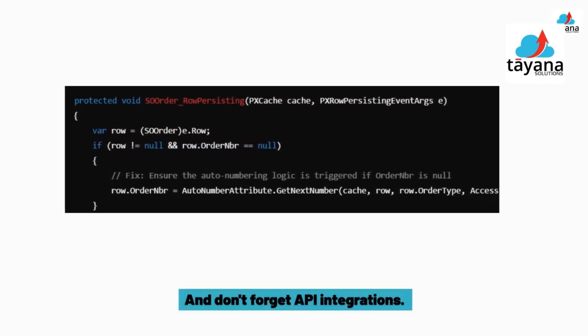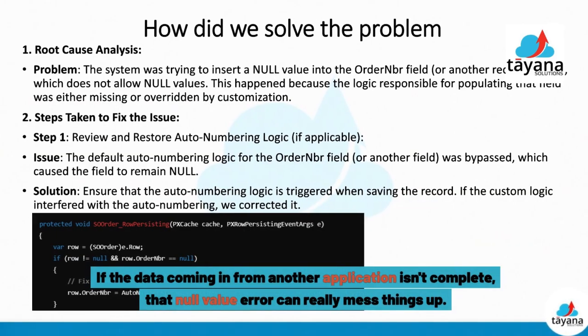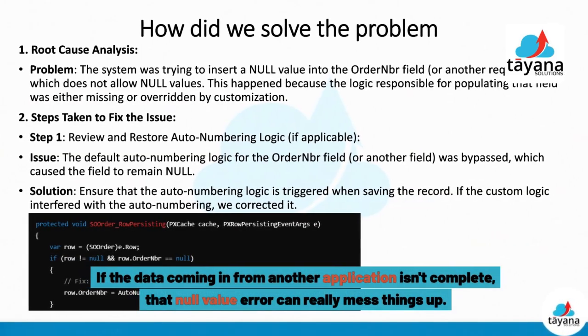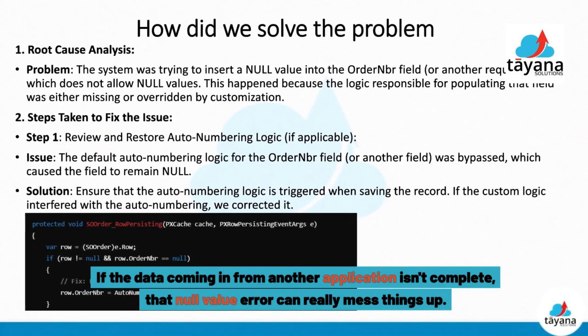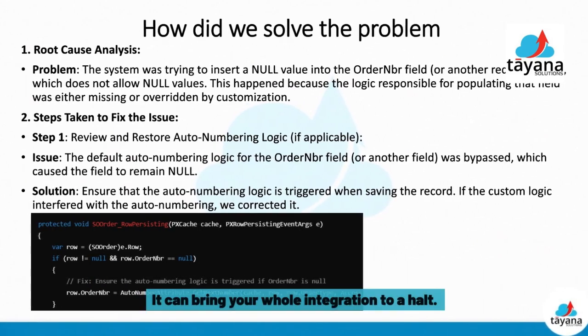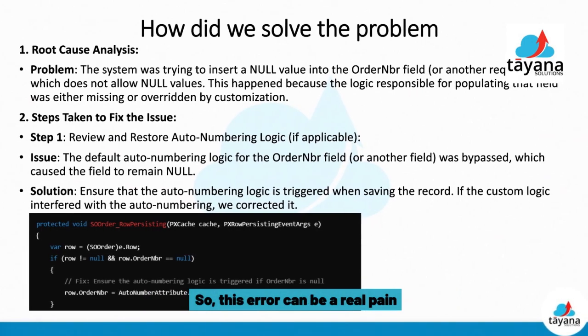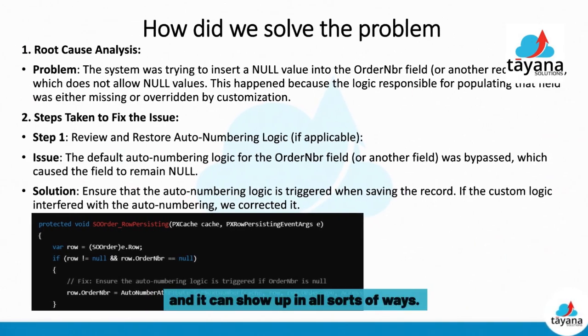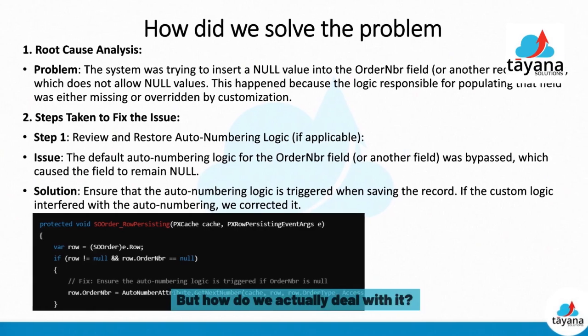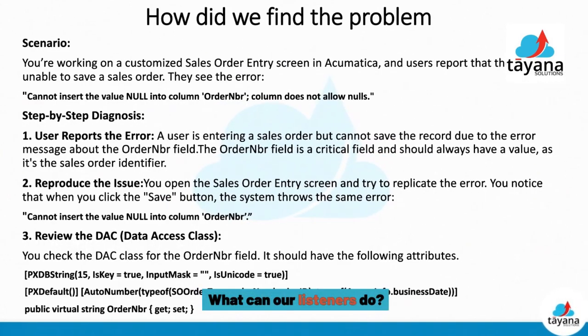Exactly. And don't forget API integrations. You can run into the same problem there. If the data coming in from another application isn't complete, that null value error can really mess things up. Okay, that could bring your whole integration to a halt. So this error can be a real pain, and it can show up in all sorts of ways. But how do we actually deal with it? What can our listeners do?